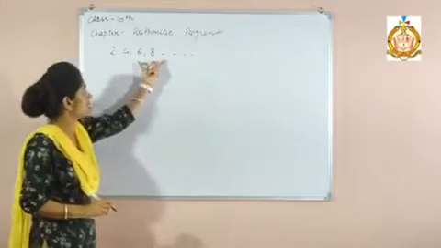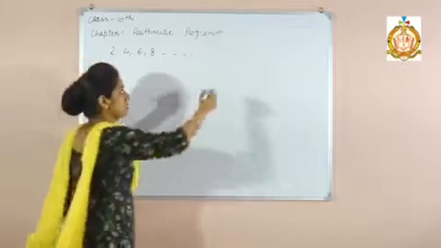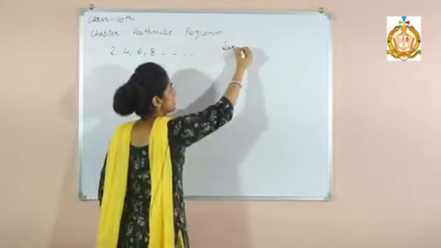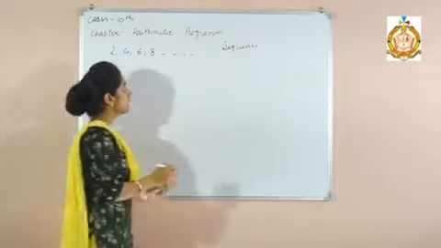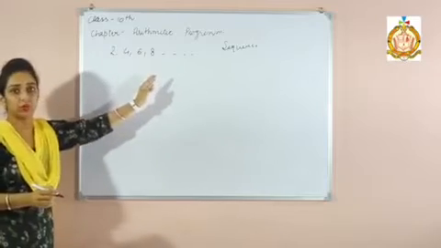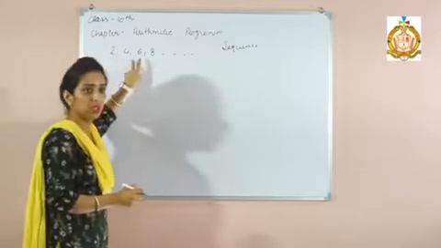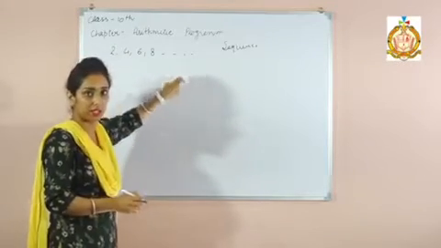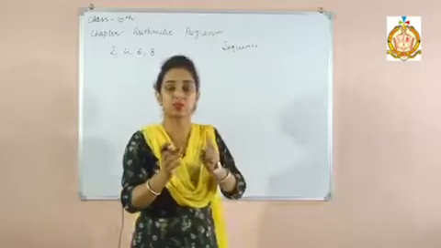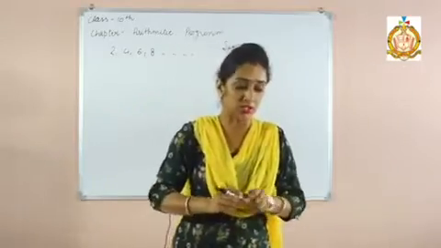What is this? This is a sequence. In a sequence, we see that there is a definite order. It means that 2, then 4, then 6, then 8. It means having a distance of 2. Now, this is a sequence.